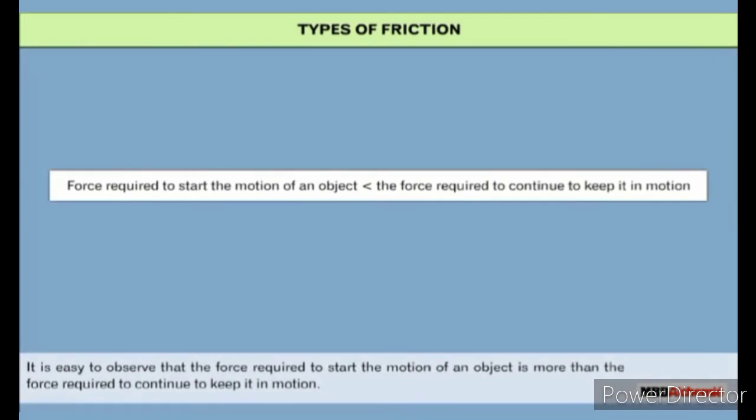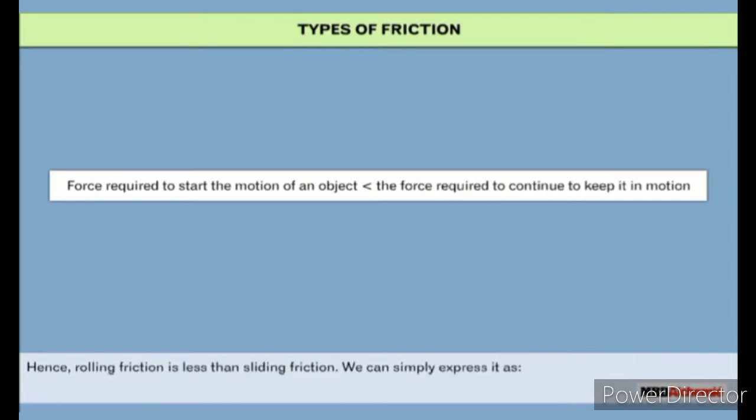It is easy to observe that the force required to start the motion of an object is more than the force required to continue to keep it in motion. It is thus justified to say that sliding friction is less than static friction. Also, rolling an object is easier than sliding it. Hence, rolling friction is less than sliding friction.